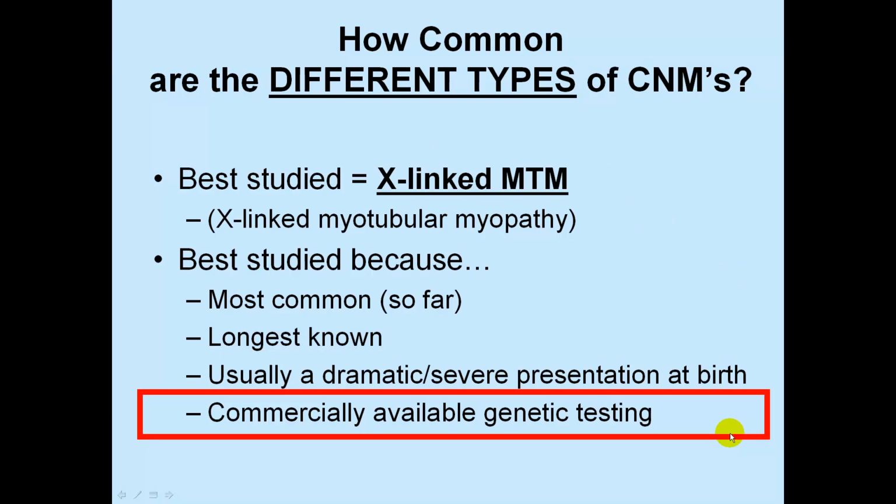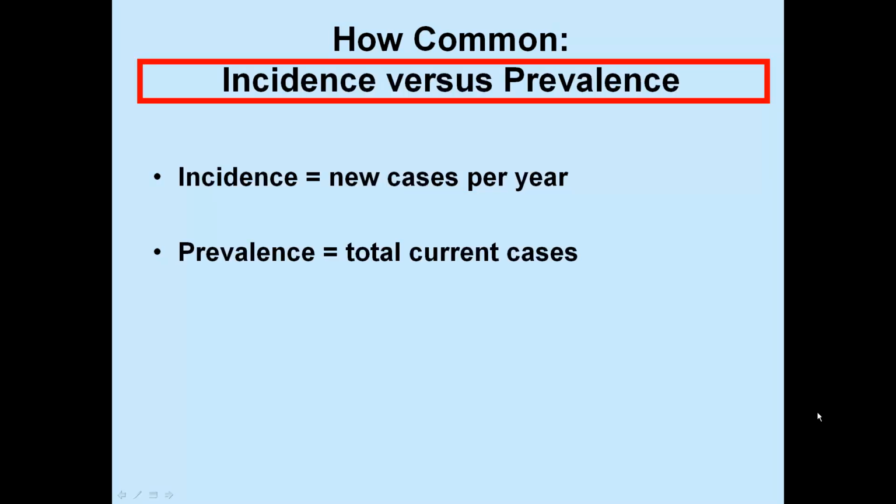Also, there's genetic testing commercially available. So if your doctor writes orders for genetic testing for somebody whose muscle biopsy has shown centronuclear myopathy, the genetic testing has been available for many years for X-linked myotubular myopathy, whereas it's just more recently coming to market for the other types of centronuclear myopathy. There are a few that certainly are available currently, and there's more that are forthcoming. But X-linked MTM has been around the longest in that regard.